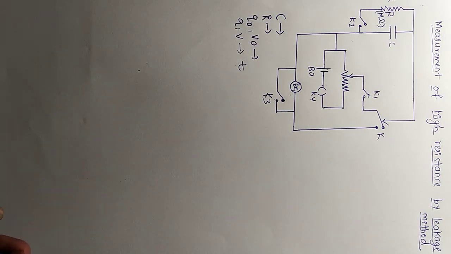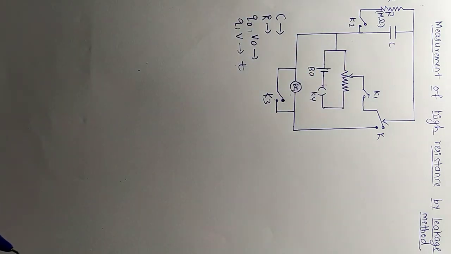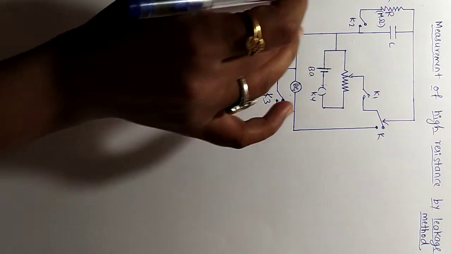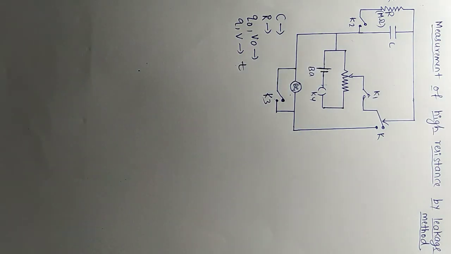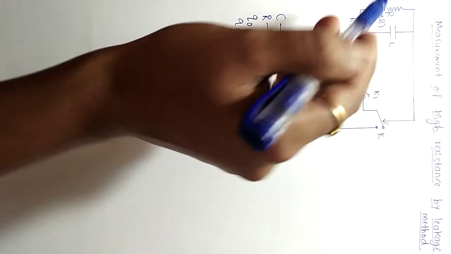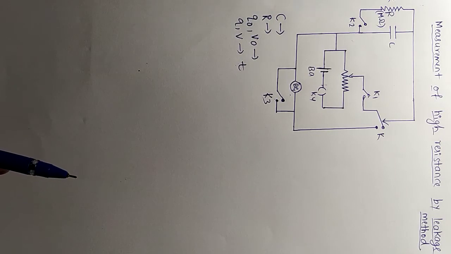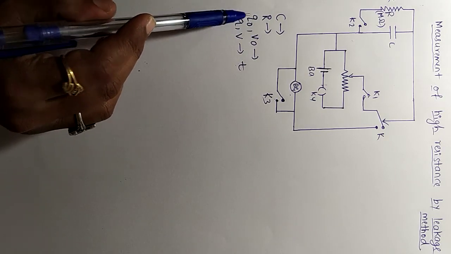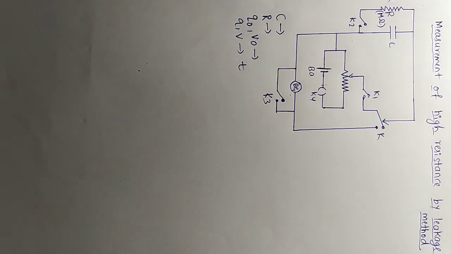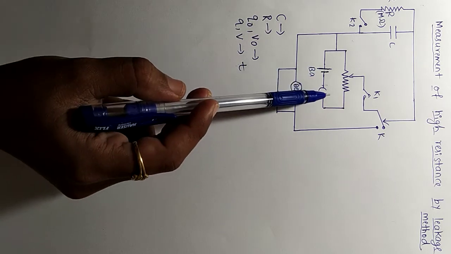The first step of the experiment is we close all the keys. When we close all the keys, the current starts to flow in the circuit, and when current is flowing, the capacitor starts to store the charges. Then after storing the charges, it reaches one maximum value, that is Q naught. It reaches the Q naught value.